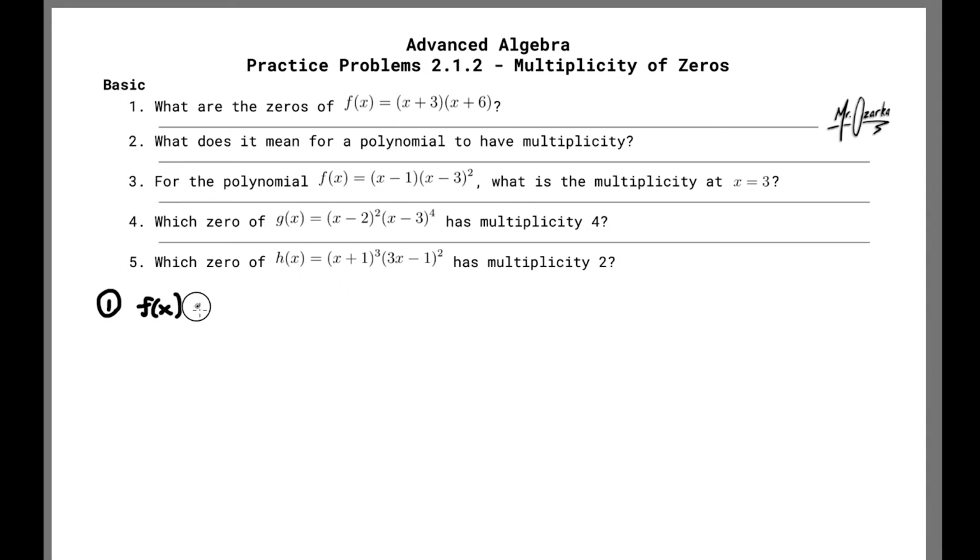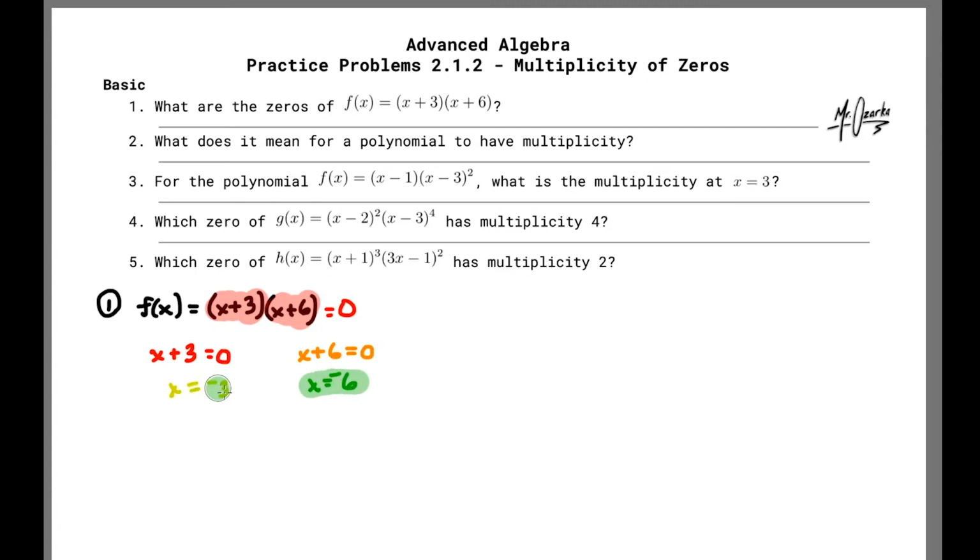So the zeros for this would just mean I'm taking f of x, and I'm setting it equal to 0. Now for this to be equal to 0, that means each of these factors needs to be equal to 0. So that means this needs to be equal to 0 and this one needs to be equal to 0. So how you can write that is just write x plus 3 equals 0 for one of the factors, and the other factor you can just write as x plus 6 equals 0. And then you're basically just solving. This one's going to be x is equal to negative 3, and the other one is going to be x is equal to negative 6.